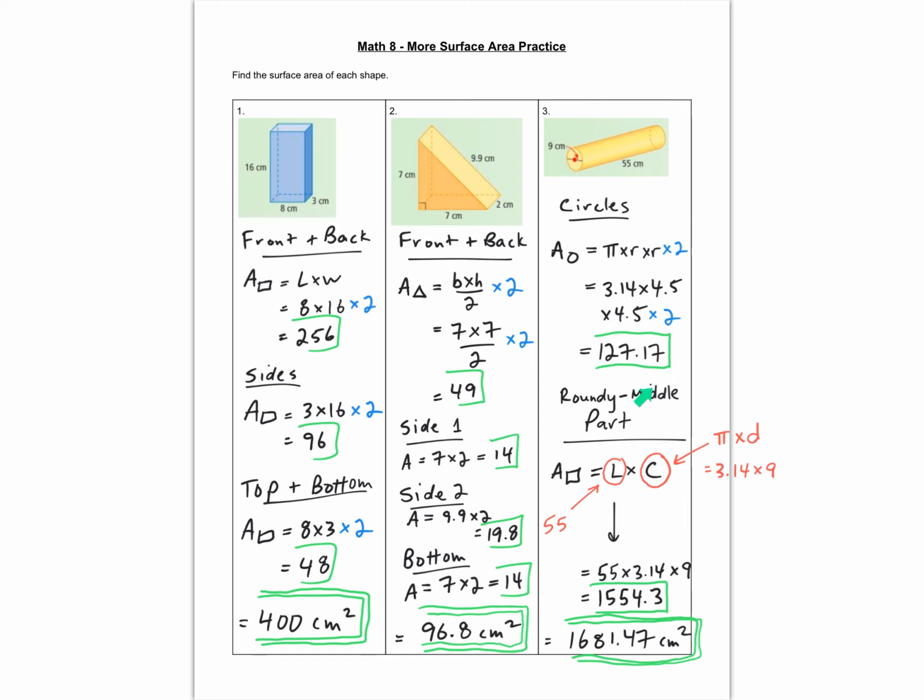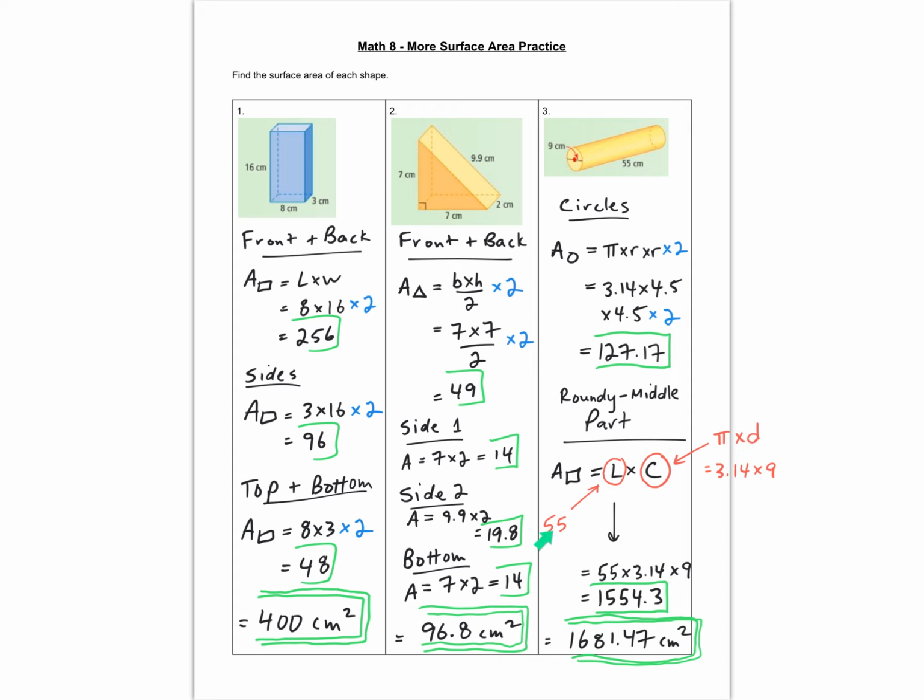squared. This roundy middle part is a rectangle, and its dimensions, one is easy to get. Clearly it's going to be 55. But the second dimension is the circumference of the circle, okay? So this is like the length of it, which is 55. And I'm multiplying it by the circumference of the circle. The formula to find the circumference is pi times the diameter, okay?